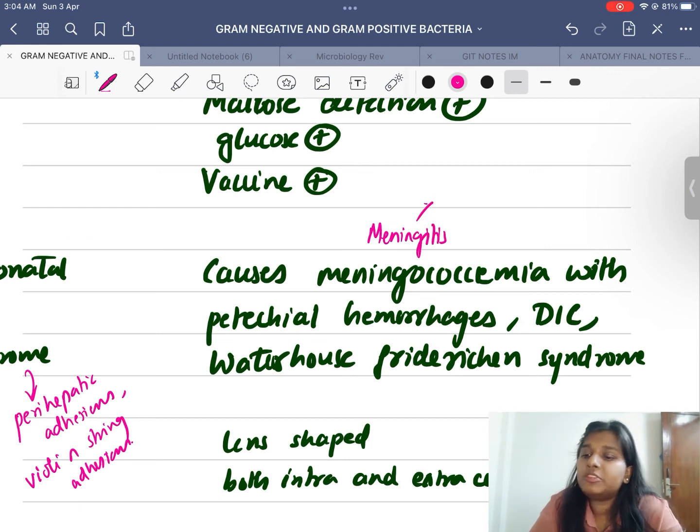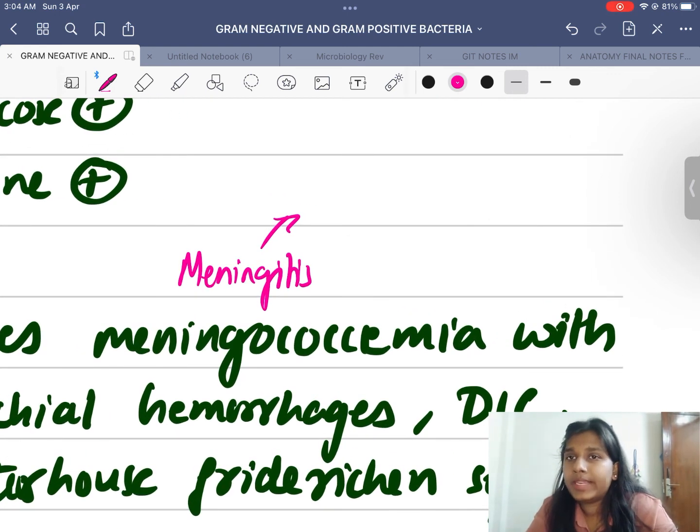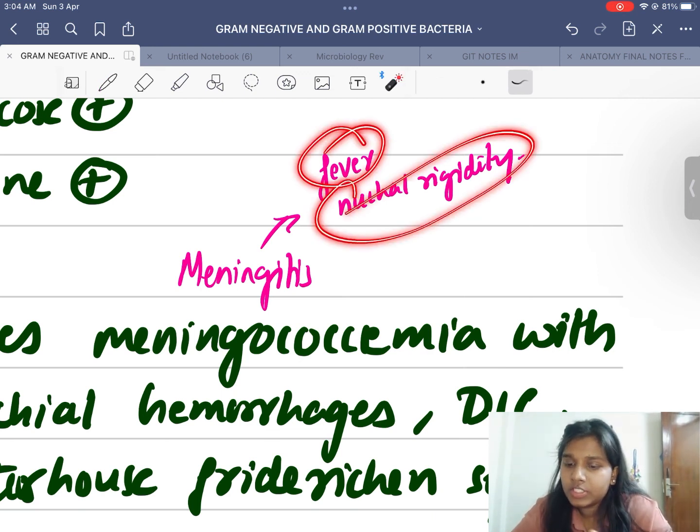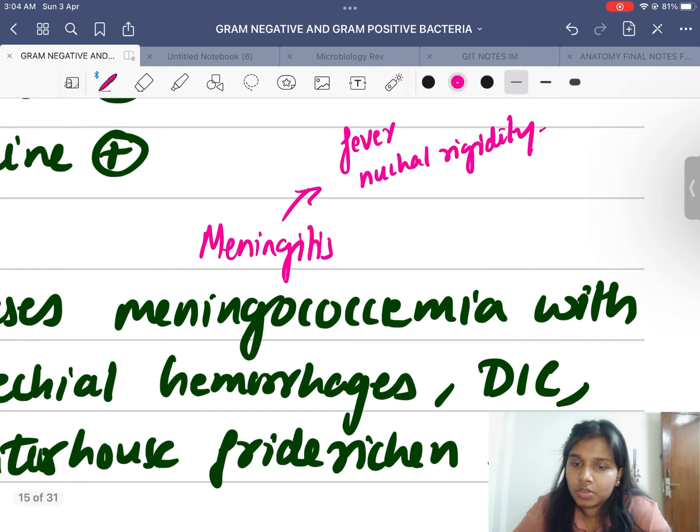Now, what are the symptoms of meningitis? Meningitis main symptoms are fever, nuchal rigidity, right? This is normally what you see in meningitis. But if ever they are giving you a case which is commonly asked, fever, nuchal rigidity plus rash, now this rash will only be seen in Neisseria meningitidis. Okay, what is this rash? It is a petechial rash.